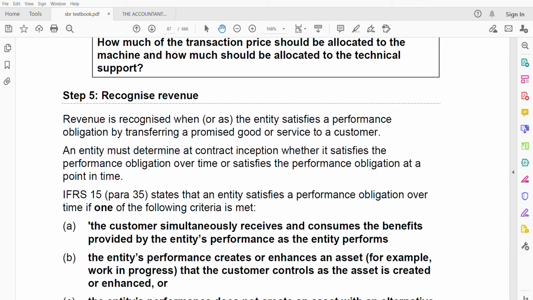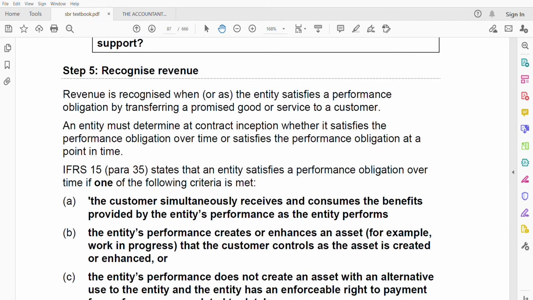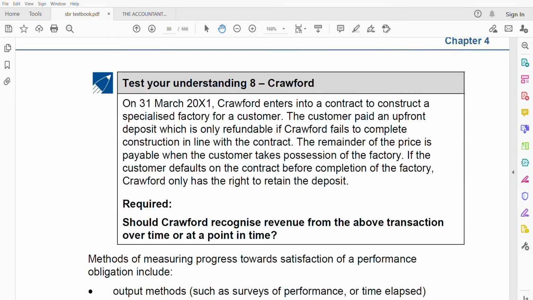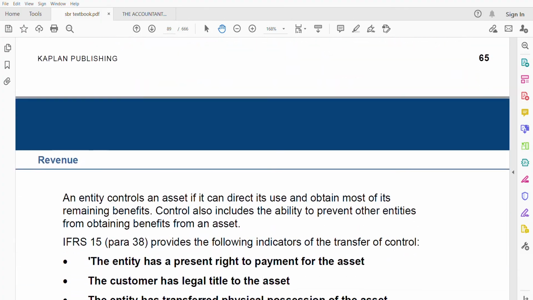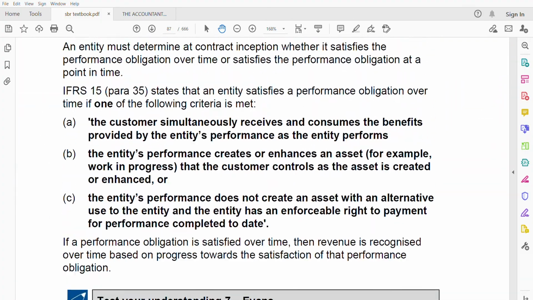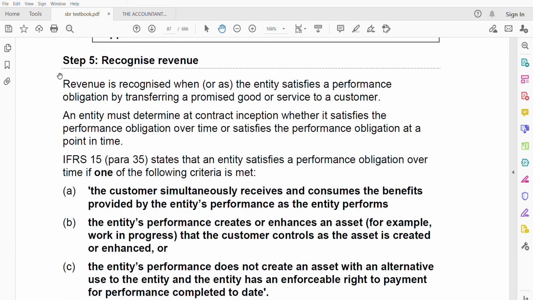Now let us go to step 5, the main step: recognize revenue. It's a big list. Revenue is recognized when or as the entity satisfies a performance obligation. Whenever they satisfy that, meaning they promised to give this good, sold it to the customer, and satisfied the performance obligation, then revenue is recognized. By transferring a promised good or service to the customer, the good or service must have reached the customer.